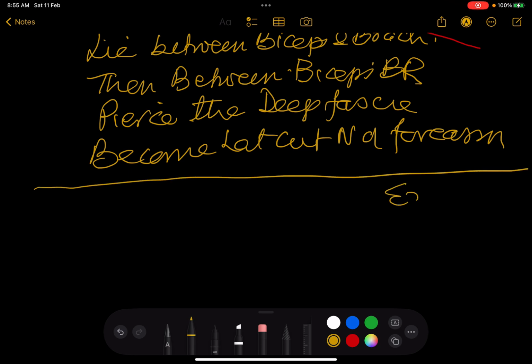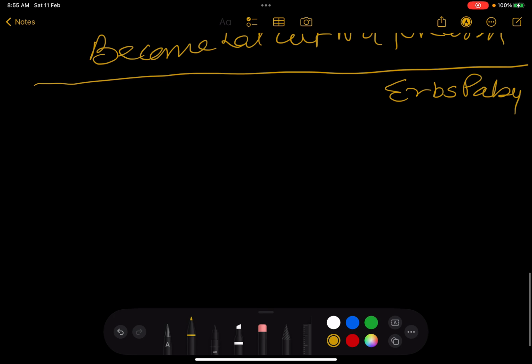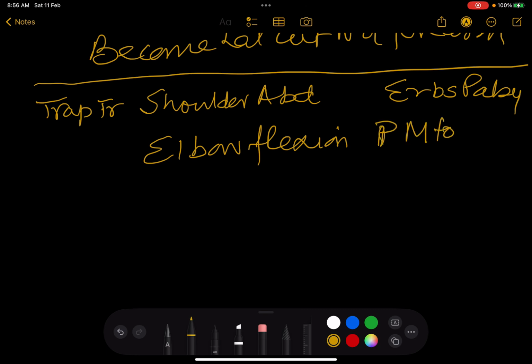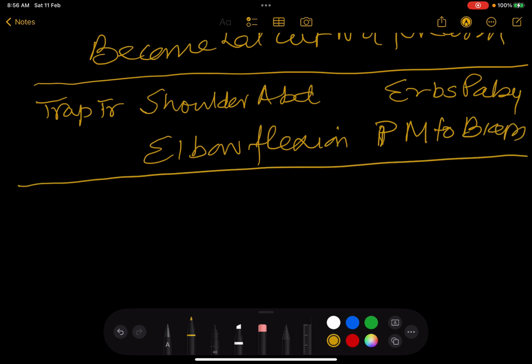Typically involved in Erb's palsy. Therefore, in Erb's palsy, you have to restore shoulder abduction by trapezius transfer, and you have to restore elbow flexion. We do it by transferring the pectoralis minor to biceps. So this is about the musculocutaneous nerve.